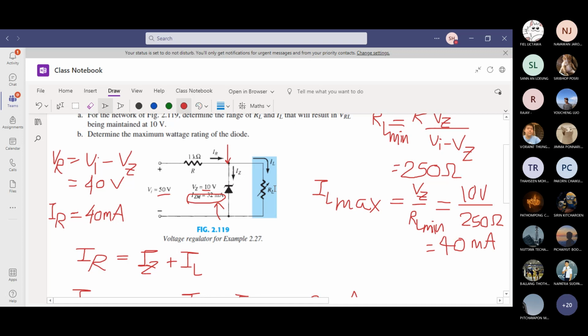There's another example, example 2-28. I would like you to practice that one at home first. If you still don't understand, we'll do it again during a review class. But I did not teach this one in the last semester.